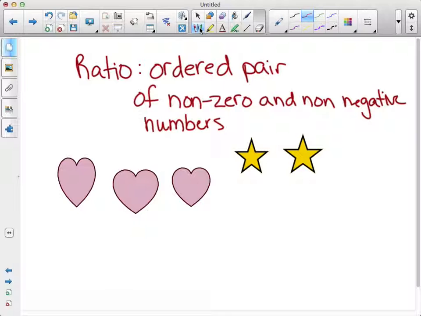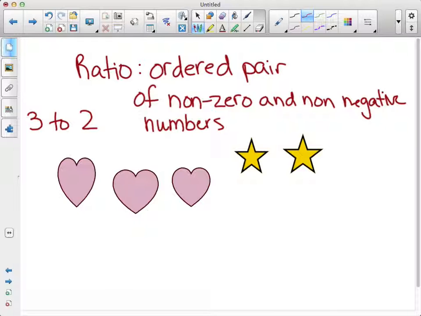I can say that the ratio of hearts to stars is 3 to 2. That means if there were 6 stars, there would be 9 hearts, because that's 3 times as many stars. It means that relationship has to stay the same. For every 2 stars, there should be 3 more hearts.